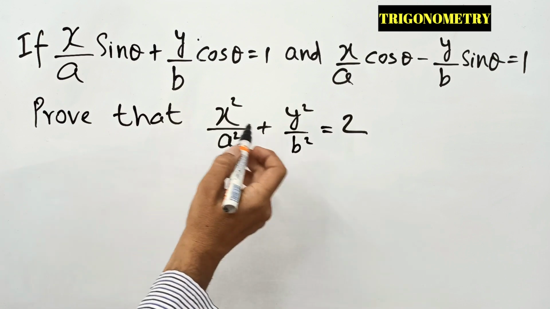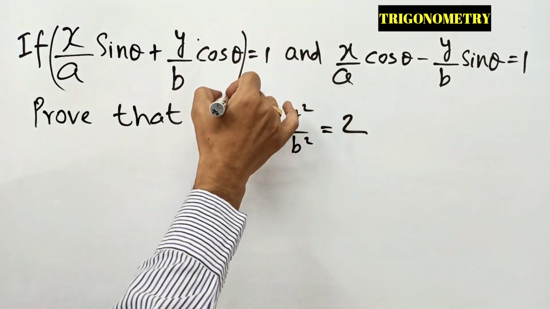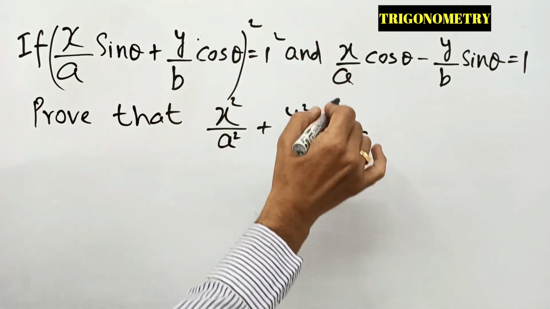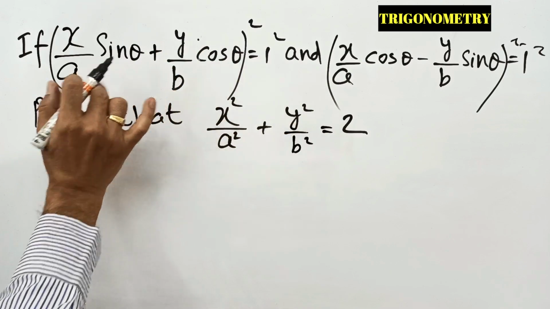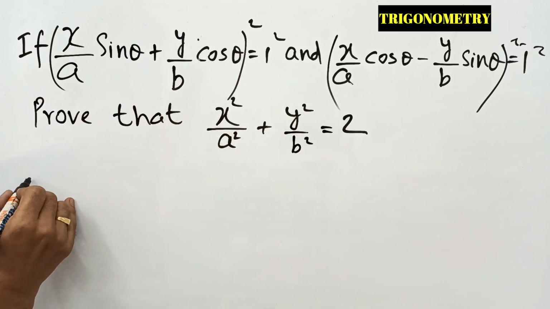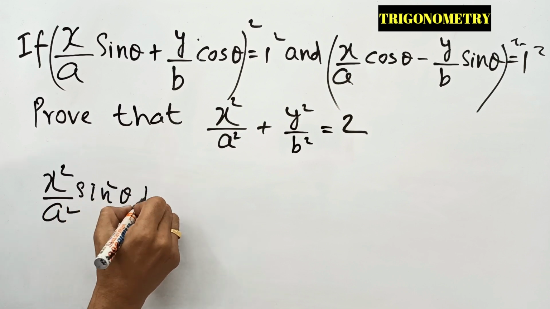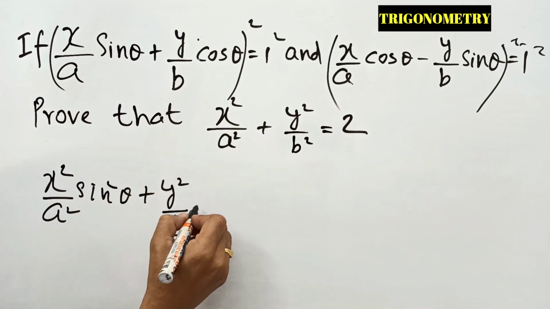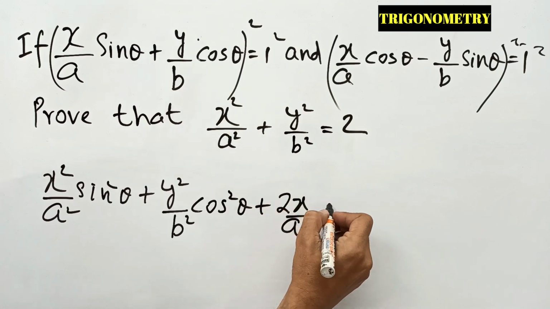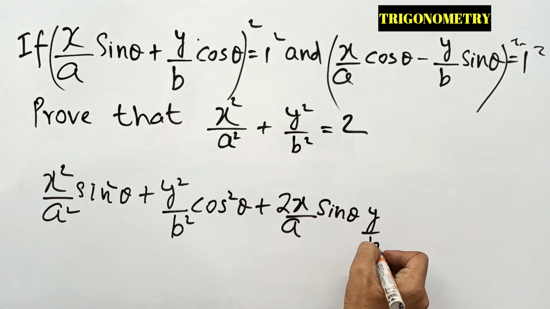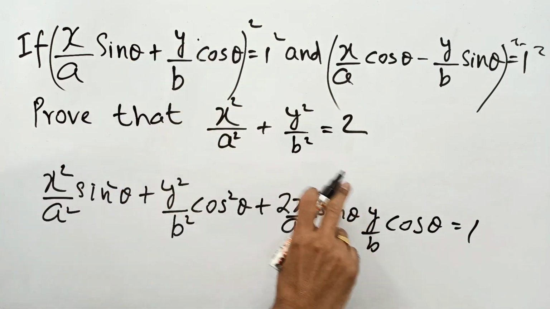See, in this question there is a need of squaring. So let us square both equations. Squaring this one and squaring this one. When we square it, we'll use the identity a plus b whole square. This is a squaring expansion of the first equation.